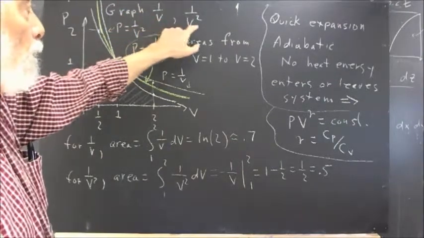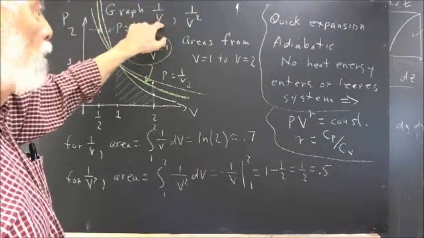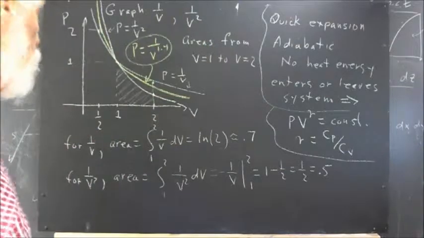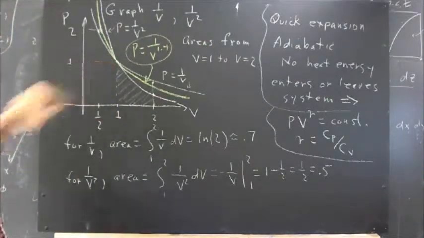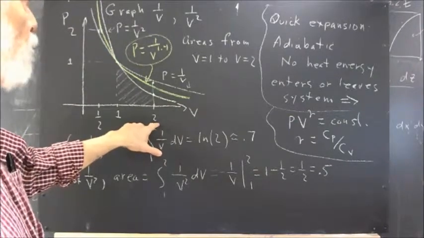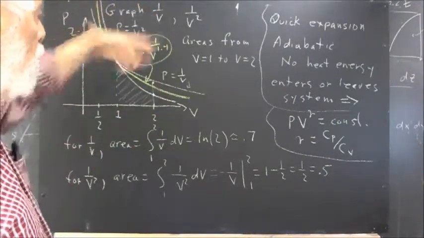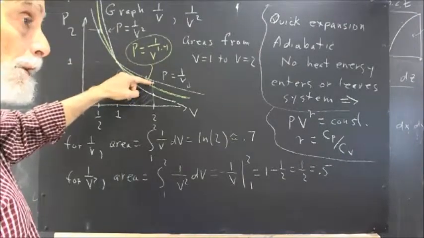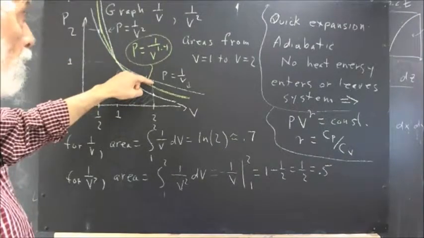If v is 1, then 1 over v is 1 over 1. V squared would also be 1, so you'd have 1 over 1. So we go through the point 1, 1. Now, if v goes to 2, then you have a difference. 1 over v becomes 1/2. So if this is 1, well, 1/2 would be about here, so we'd have this point on the graph.